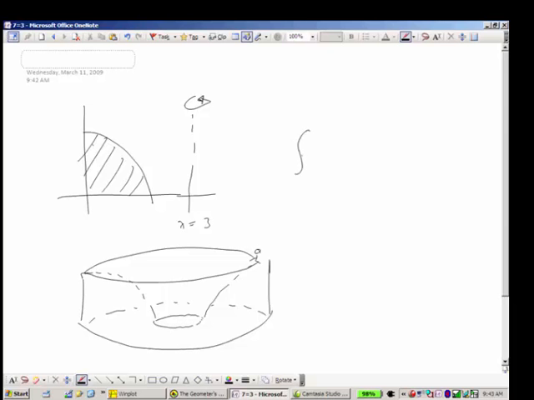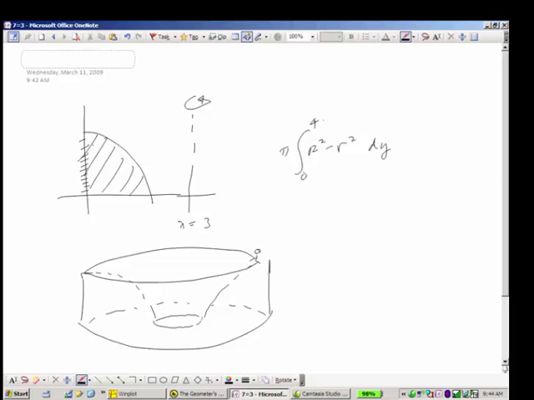Discs or washers? Pi. DXs or DYs? DY because it's parallel to the y-axis. And where am I stacking them then if I'm going 0 to 4?